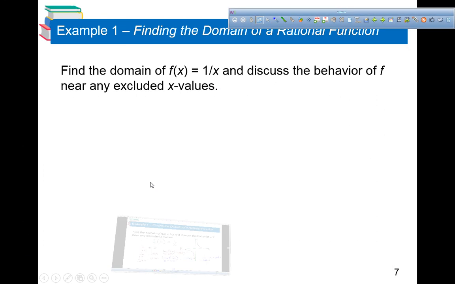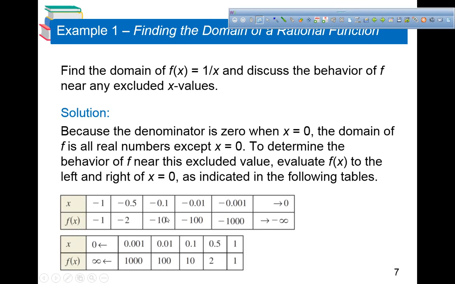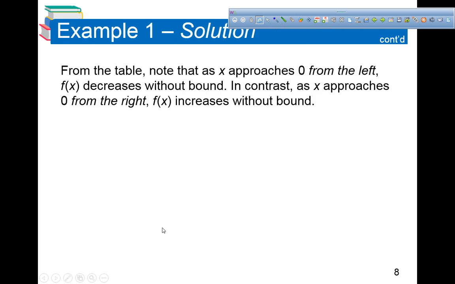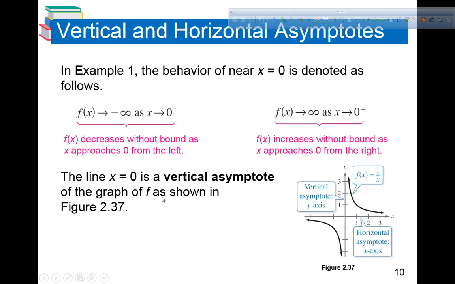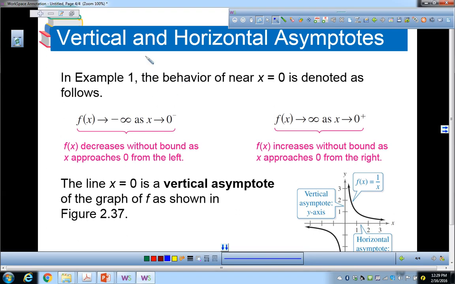So in the book, they have this little table. This means the same thing. This is what I just did right here. But right now, I'm going to skip over this slide. I'm going to show you this, okay? This is the way they write it in the book. This says f of x approaches negative infinity as x goes to 0 from the left side, right? F of x decreases without bound, that's how you say it in words, okay?